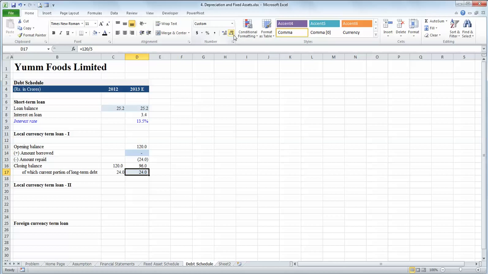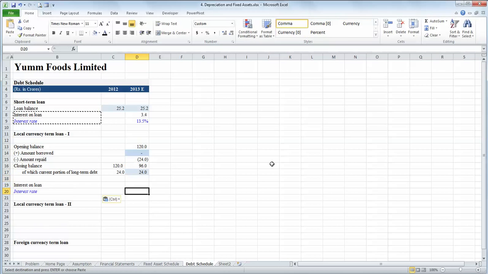In order to avoid that, we can use Excel's MIN function. So we are going to say the amount that will be in current portion of long-term debt is either going to be a minimum of 120 divided by 5, that's 24 million, or whatever is the amount sitting in the closing balance, whichever is lower. So if the company has a closing balance of 2 million, obviously we cannot say 24 million is the current portion. So we'll link it to that.